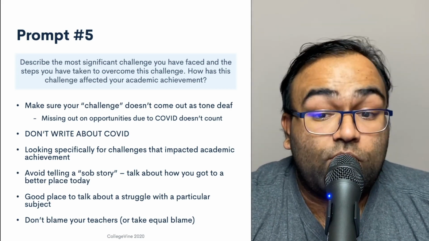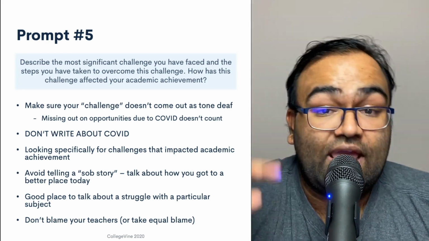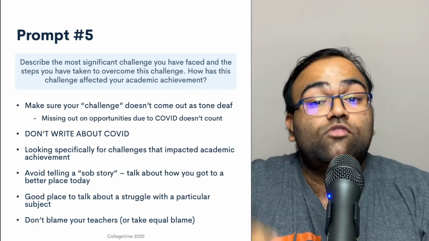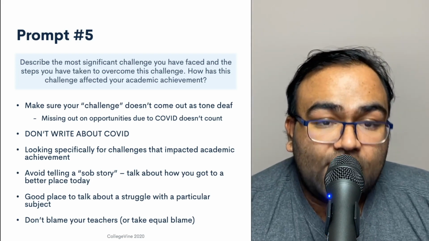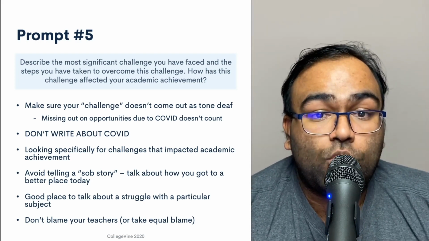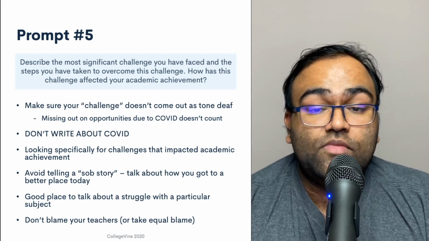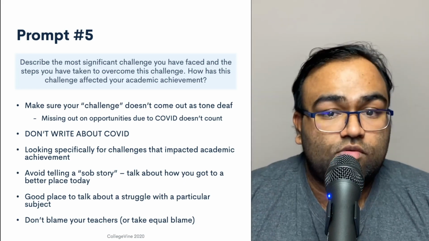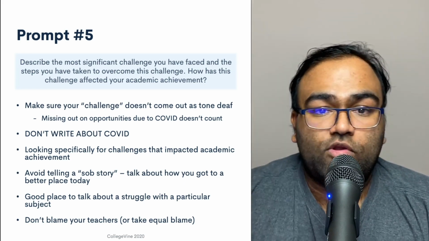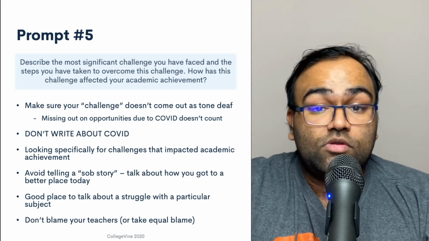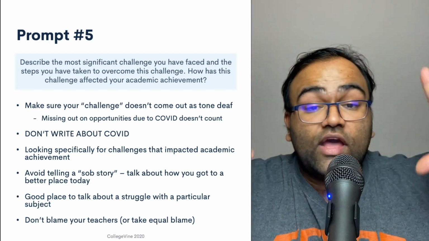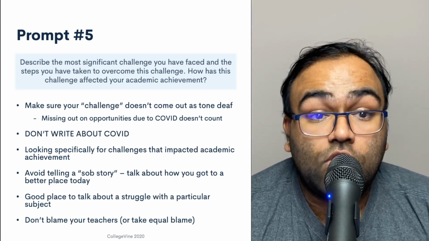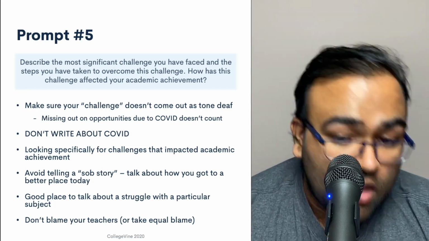A couple other things to keep in mind with this prompt. First, you want to avoid telling a sob story. You can't just describe the challenge and its negative impacts. You have to talk about how you moved past it. And another thing is, because there's that academic component, you want to be careful not to blame your teachers. If your teachers were your source of your struggle, make sure you present that as a two-sided relationship. I didn't do a good job communicating with my teacher, and they were not able to communicate back to me, right? Make sure it's a two-sided situation, and make sure that you're being very cautious about that, because colleges don't like to see you putting down your teachers.